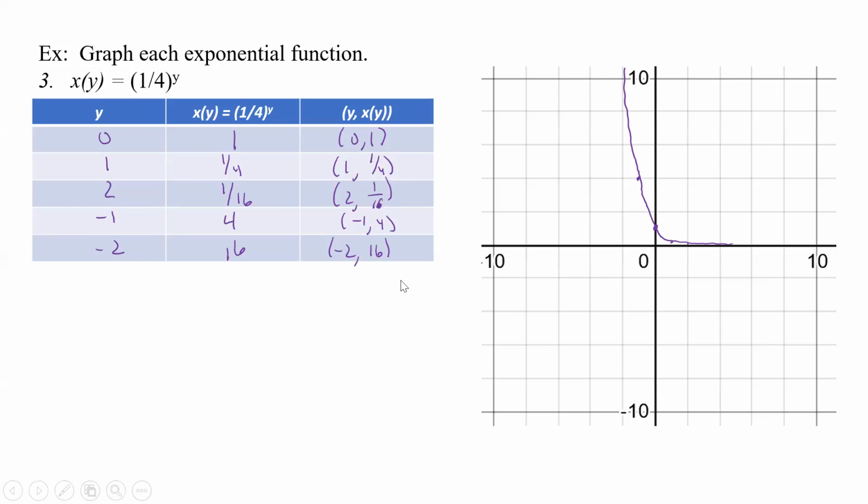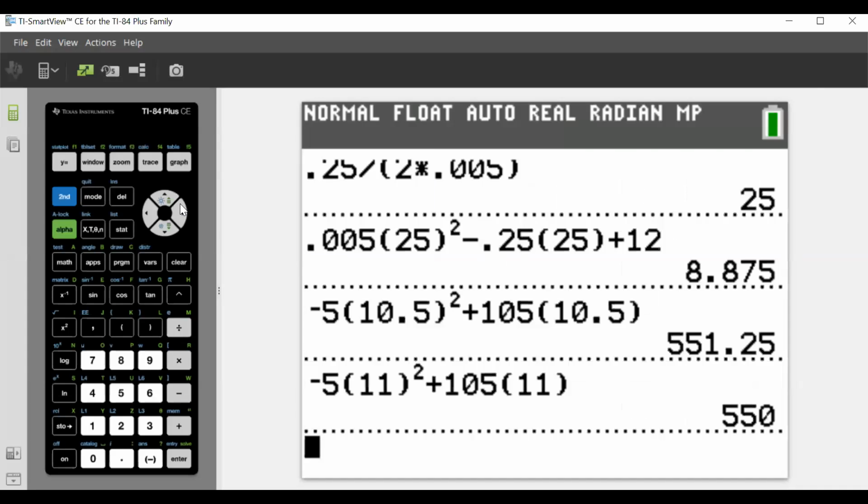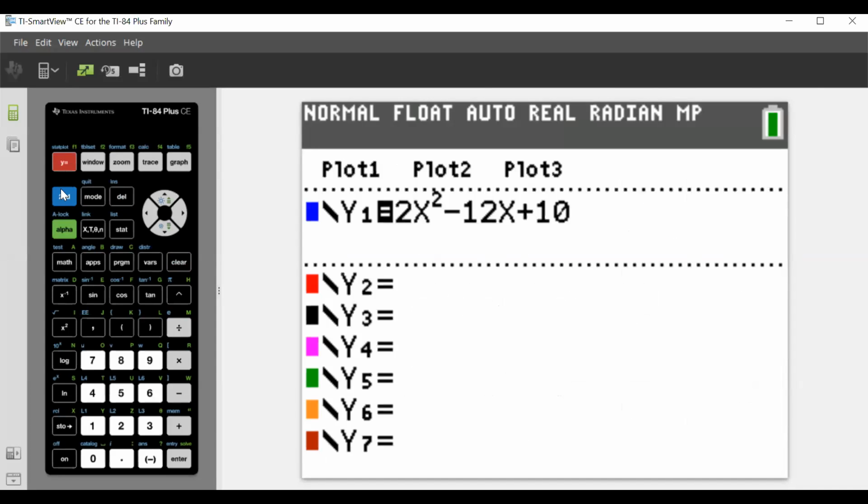Again, you could plug it into your calculator after you've done these and see, do I get the same kind of graph looking thing? So let's try that to kind of show you how that works. So let's clear all that. So let's graph something. Let's clear that one. Let's do just this last one. So we had 1 divided by 4 raised to the x.